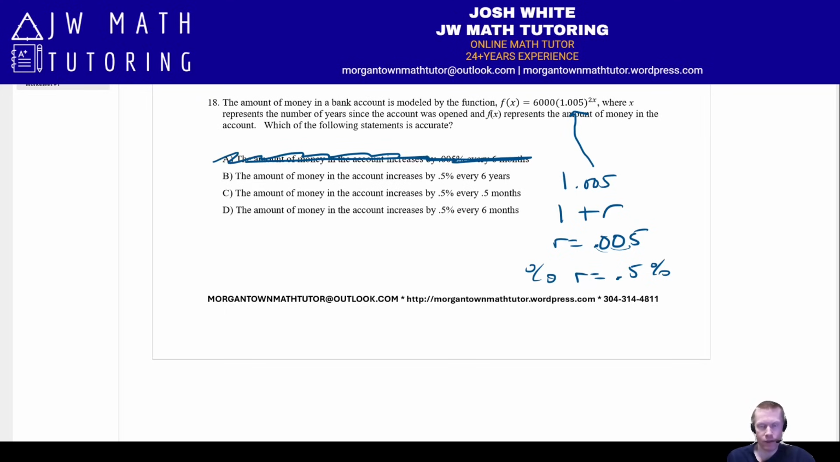The question is, how frequently does this happen? So essentially, you have 1.005 times 2 times something. All right, let's look at answer choice B.